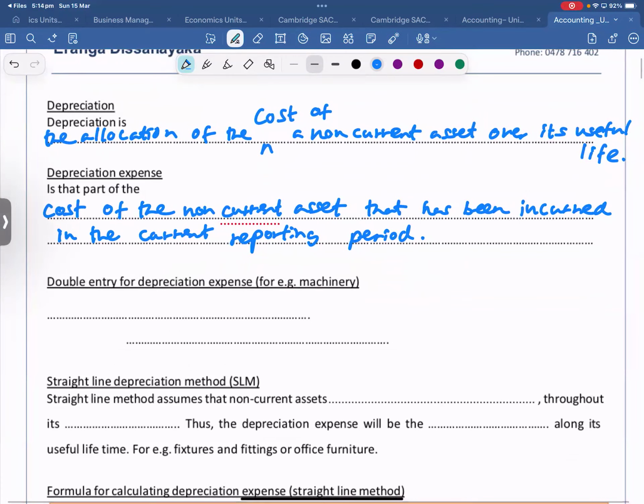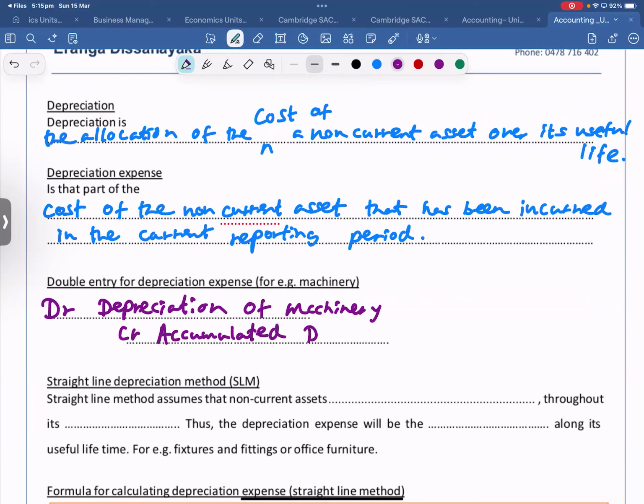Okay, guys, what's the double entry for depreciation? Debit depreciation. Why do you debit it? Because it's an expense, and expense increases. Depreciation of machinery. And where do you credit? Accumulated depreciation of machinery.